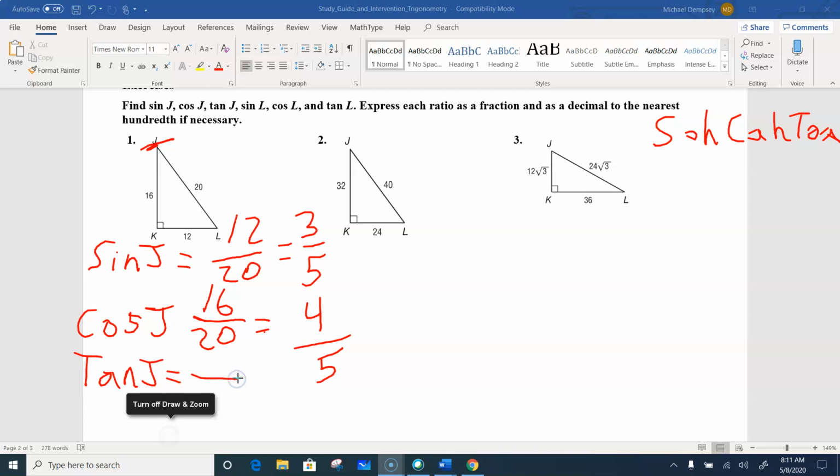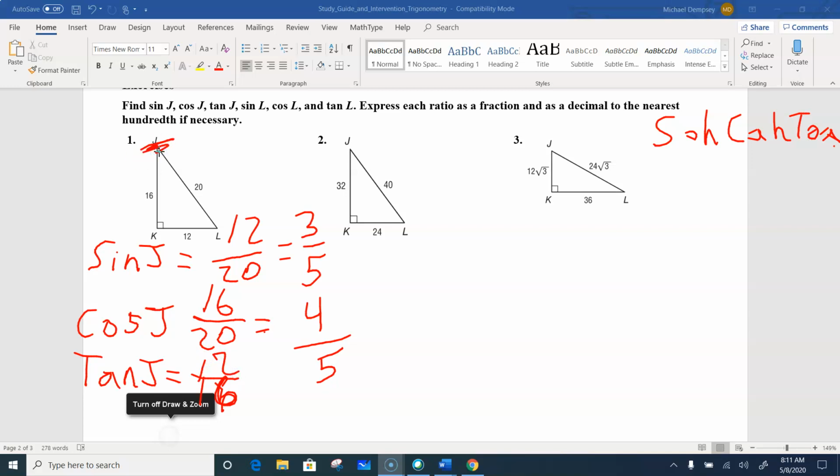And now remember, for tangent, the hypotenuse does not live in the denominator. What lives in the denominator for tangent is the opposite side, which here is 12. So 12 is opposite. Adjacent lives in the denominator. TOA, right? Opposite over adjacent. So 16 is down in that denominator. And the opposite side is 12. It's the opposite over the adjacent.